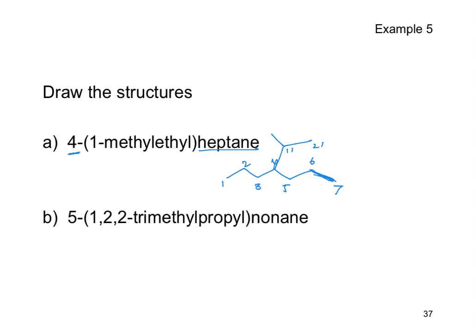All right. Nonane, how many carbons? Did I get it right? I mean, other than the bond angle. Okay. 1, 2, 3, 4, 5, 6, 7, 8, and 9. And at position 5, you have what? You have propyl. 1, 2, 2. Good.